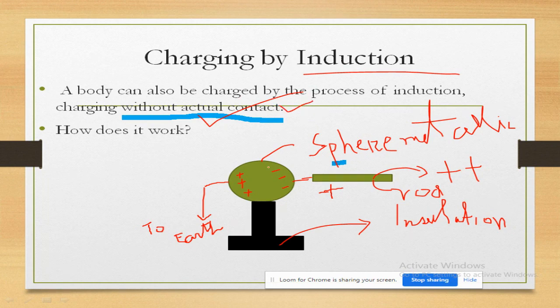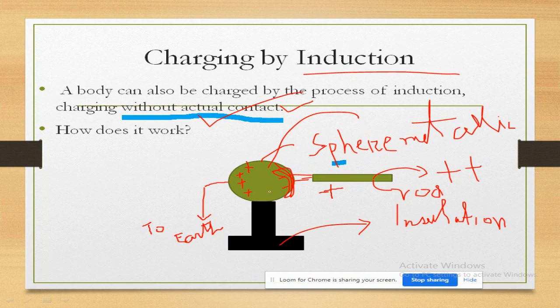Now, since this is a metal surface, it will have free electrons. The electrons will experience the positive charge close by. Since this is positive charge and electrons are negative charge, they will be attracted towards each other. The free electrons will concentrate on this side of the sphere. So since negative charges have concentrated on the right side of the sphere, this side will become positive.